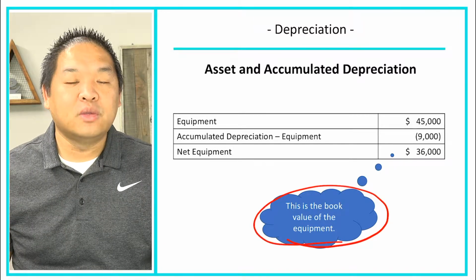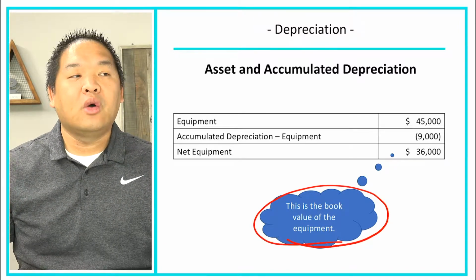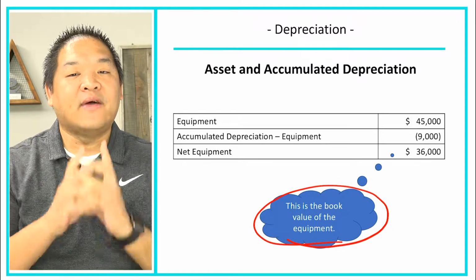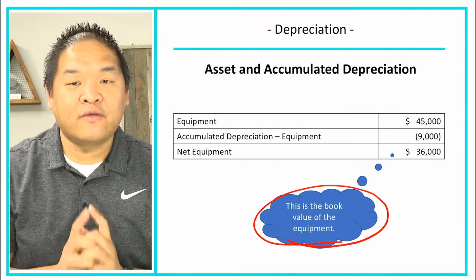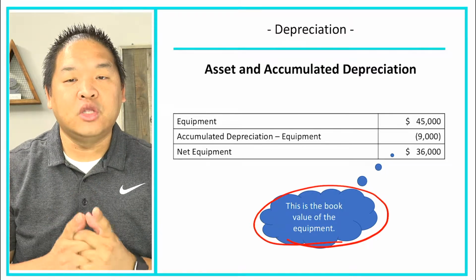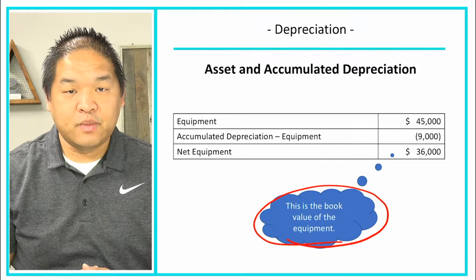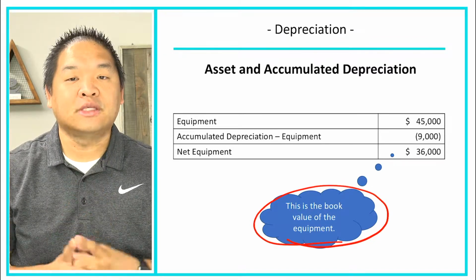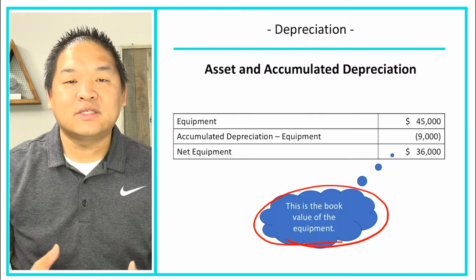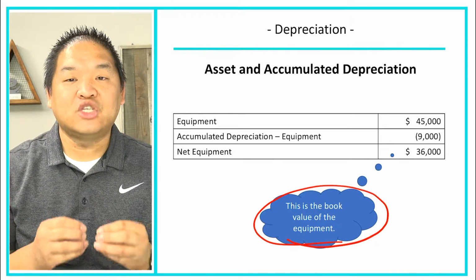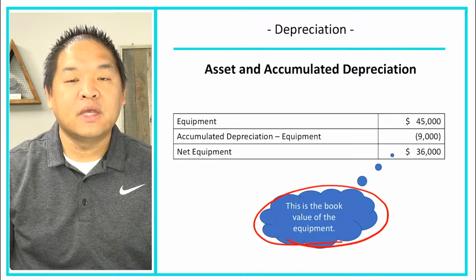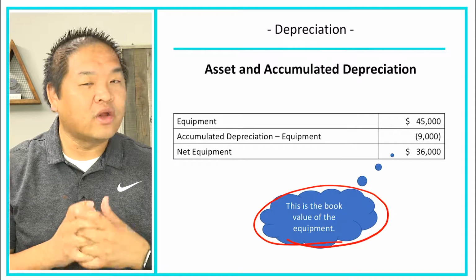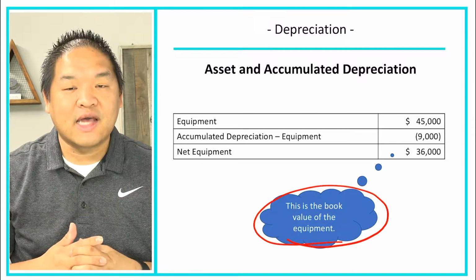What is the book value? The book value is what the book says that asset is valued at. Now, that's not the same as fair value. Fair value is what you could get for that asset in an open market. We're not saying that that equipment is worth $36,000 in the open market. We're saying based on a cost allocation approach using depreciation in our books, this asset is worth $36,000. Whether it is or it isn't, it's worth $36,000 in our books.